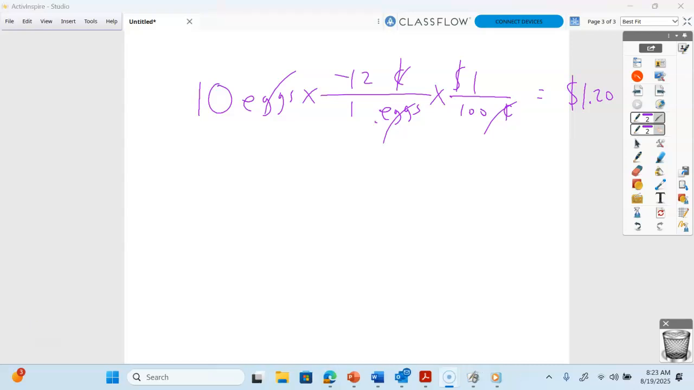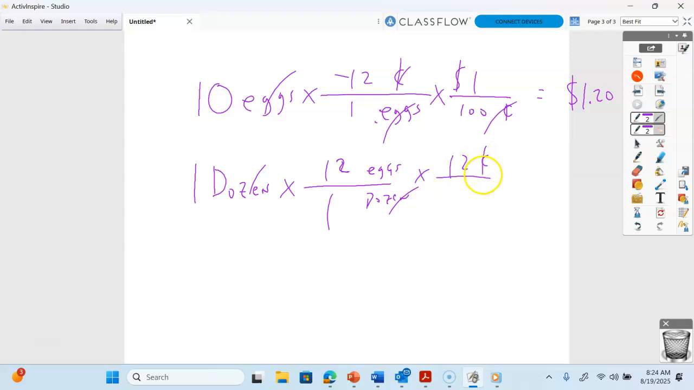Okay, so what's the easy way? I'm starting with 1 dozen eggs. What can I turn dozen into? 12 eggs. What goes on top, eggs or dozen? Eggs on top, because dozen has to go on the bottom. It has to cancel out the dozen I have there, right? So 1/12. And then I don't have money, so what do I have to turn it into? 12 cents per one egg. Again, the eggs cancel out because I did it right.